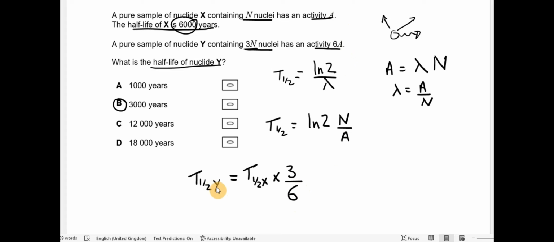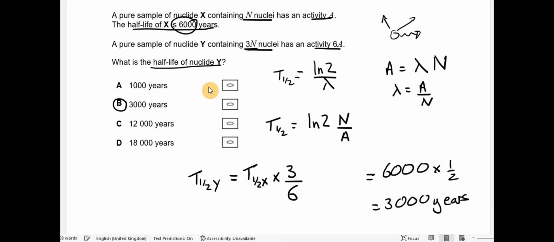So the half-life of Y is going to be 3 over 6, or a half times the half-life of X, and that's going to equal 6,000 years multiplied by a half, 3,000 years.